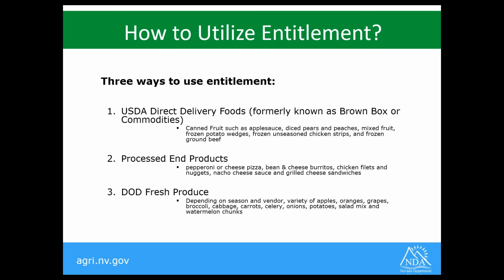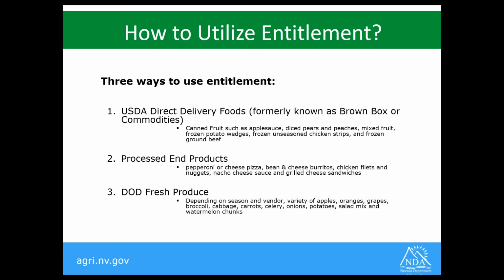How to utilize entitlement. There are 3 ways sponsors can use entitlement. One way to utilize entitlement is by ordering the USDA direct delivery foods. This has also been known as brown box or commodities. This would be the 6 number 10 canned items such as applesauce, peaches, and pears, and frozen products as well, such as frozen potatoes, frozen ground beef, and unseasoned chicken strips.